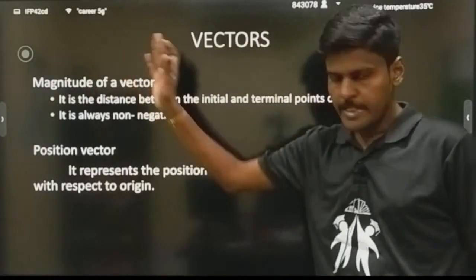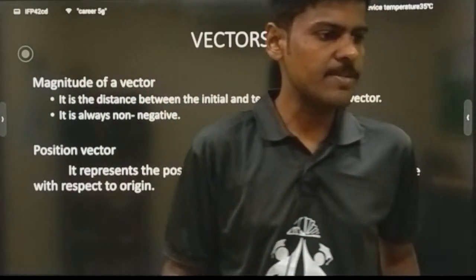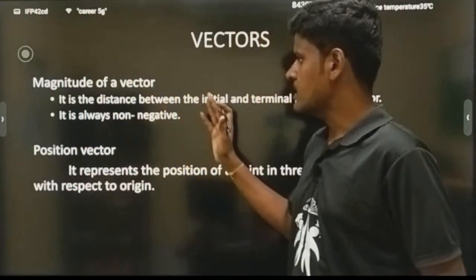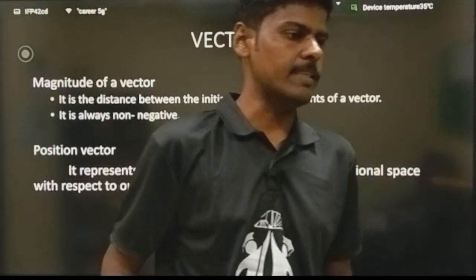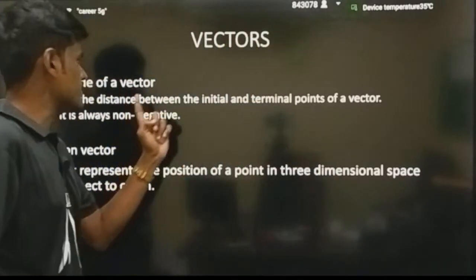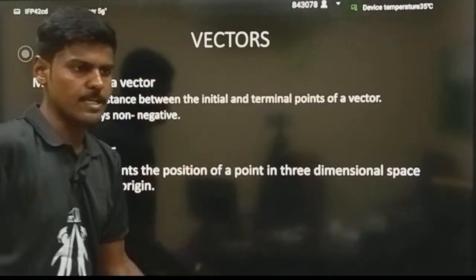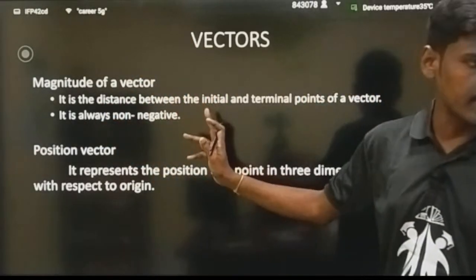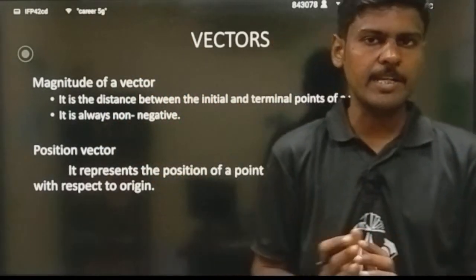Next, what is the magnitude of a vector? We have already seen what the magnitude of a vector is. It is nothing but the length or distance of the vector. That is the magnitude, the distance between the initial and terminal points of a vector. It is always non-negative. Obviously, distance is non-negative.